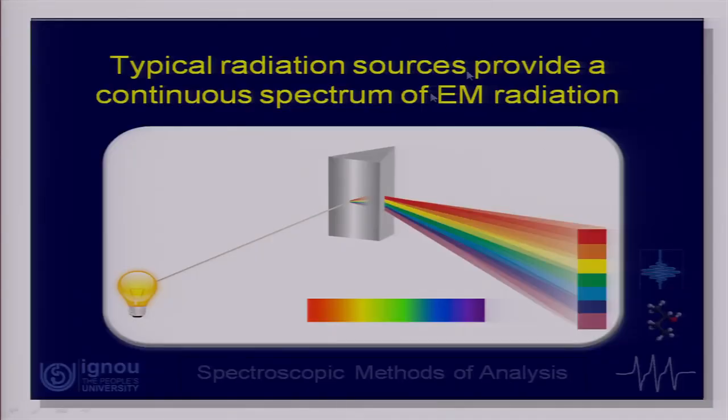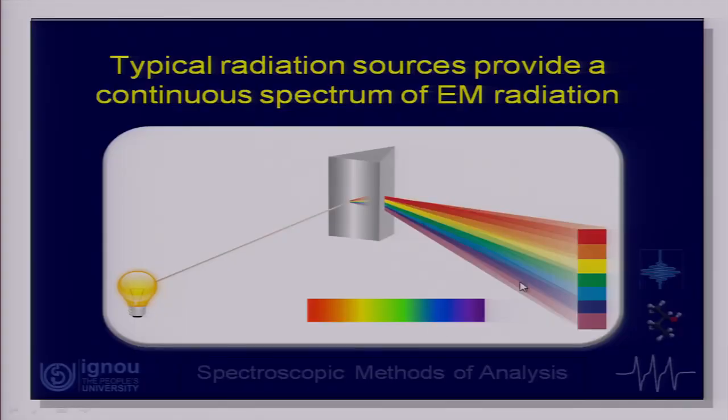Now, look at this picture here. I am just showing a simple source of radiation there. Now, in this case, when the radiation comes, that is polychromatic, it is made to pass through some kind of a dispersing medium. So, in this case, I am using a prism as a dispersing device. What happens is, when this radiation passes through the prism, it gets dispersed into a wide variety of colors. Basically, the polychromatic radiation gets dispersed out because of the difference in the refractive index.